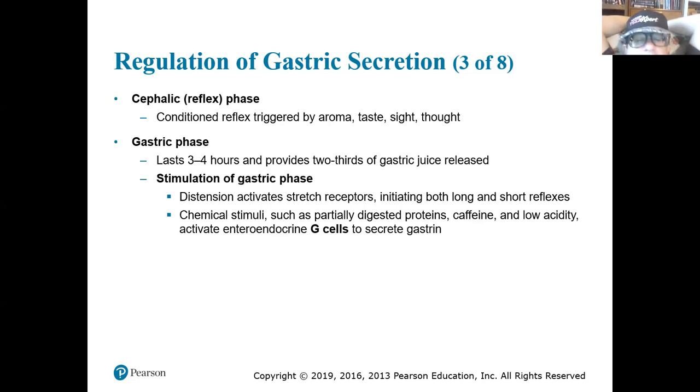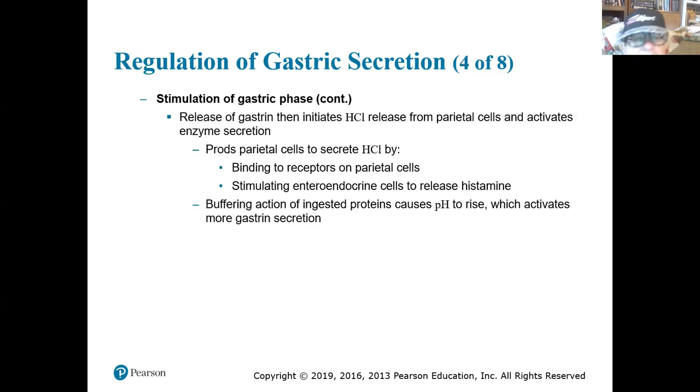Let's see, chemical stimuli: partially digested proteins, caffeine, a drop in the amount of acidity. It starts to get real basic or move towards neutral. It's time to release the stomach chemicals. That'll cause the G cells in the enteroendocrine system to release gastrin.